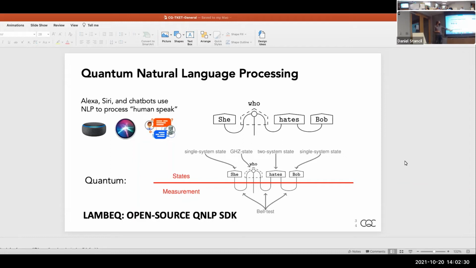And just last week, they announced that they've introduced this open source quantum natural language processing development kit called Lambeq. Lambeq is now free and available for anyone to use. It's not a program itself, it's a development kit, so you can write your own quantum natural language processing algorithms. Again, it's free and open source, anyone can use it.